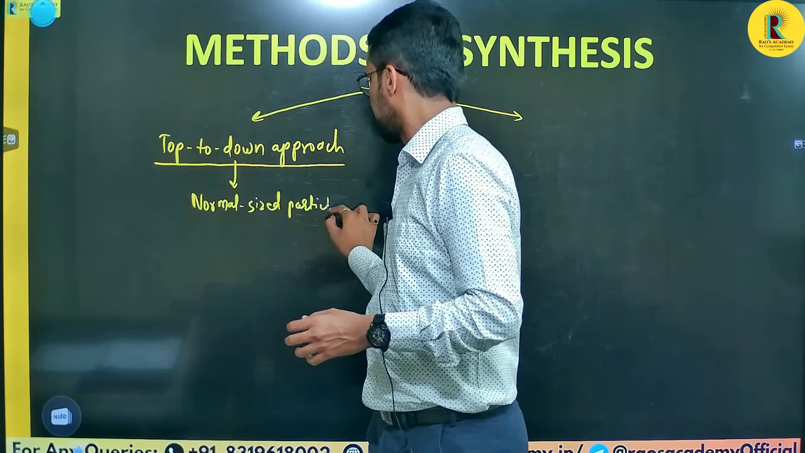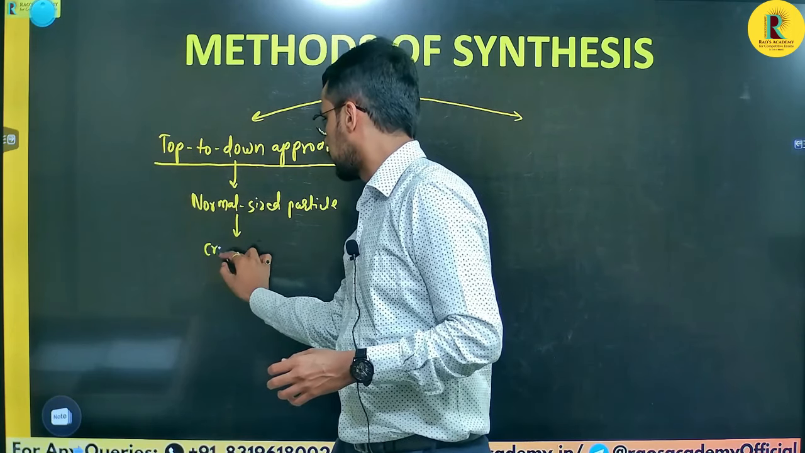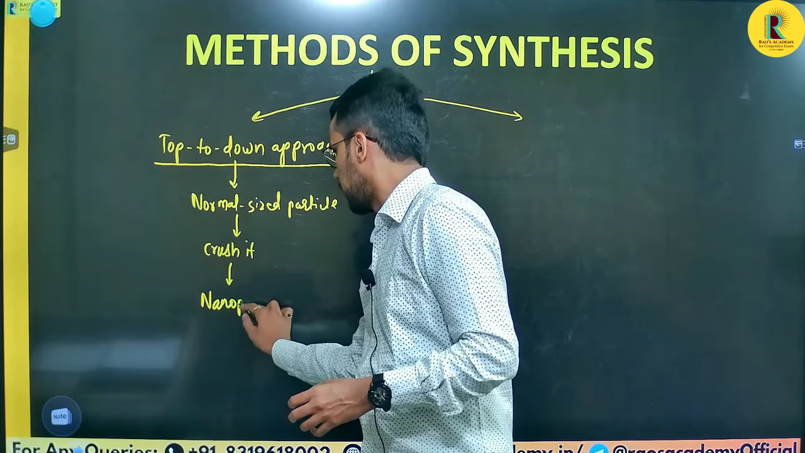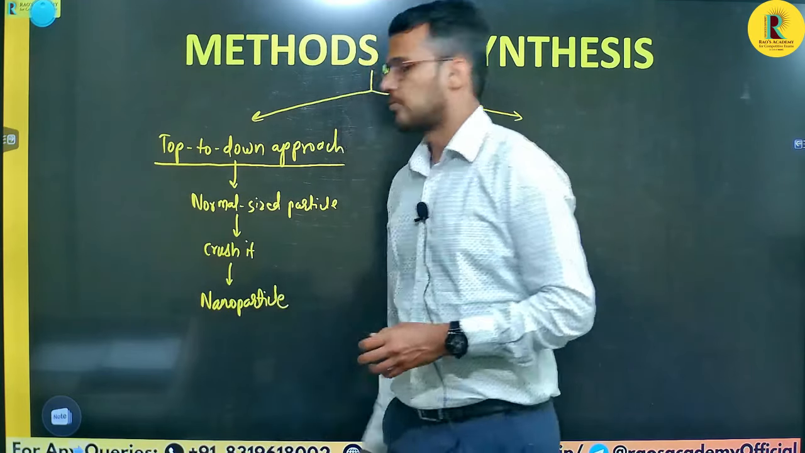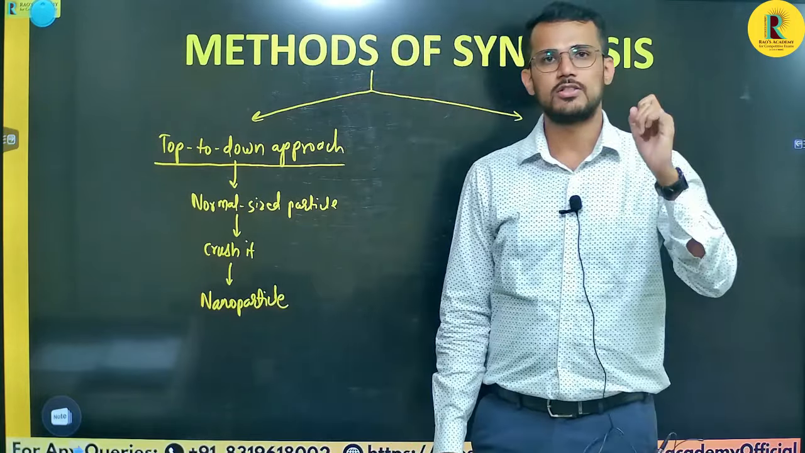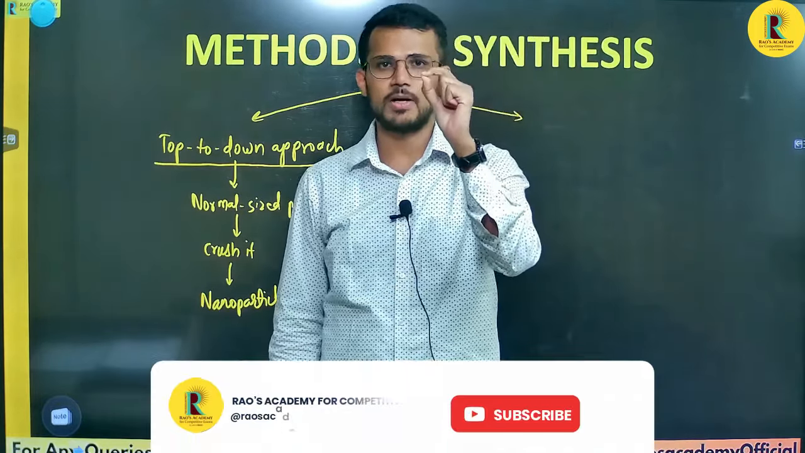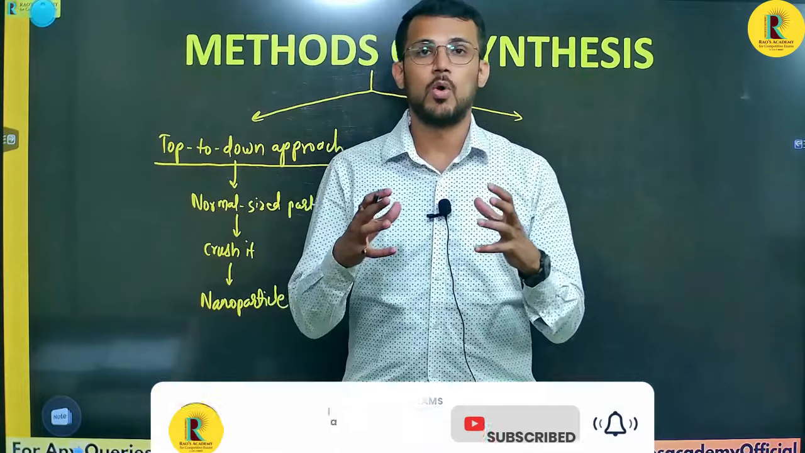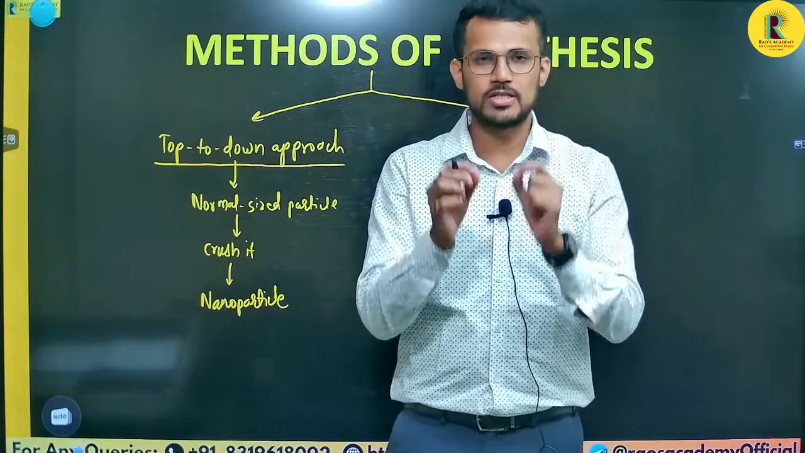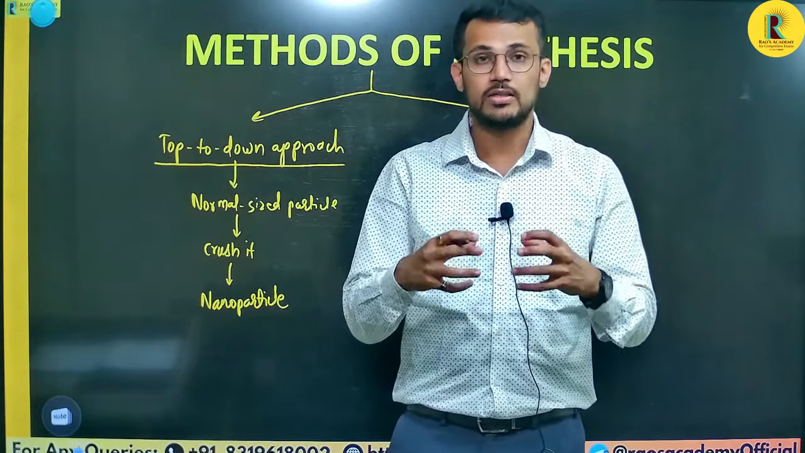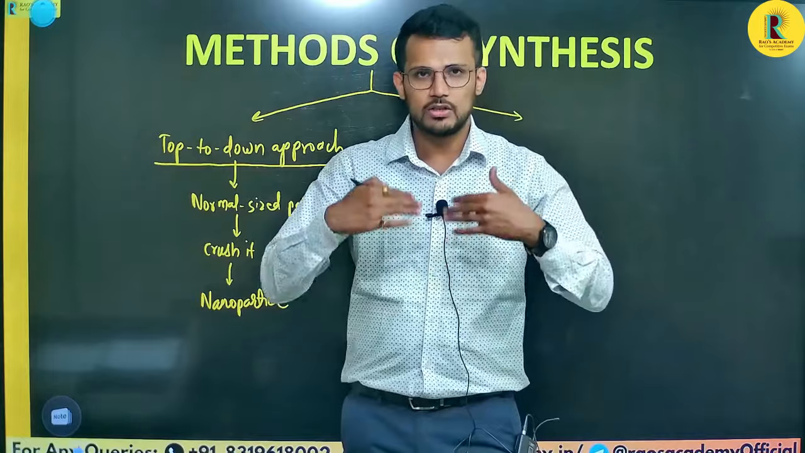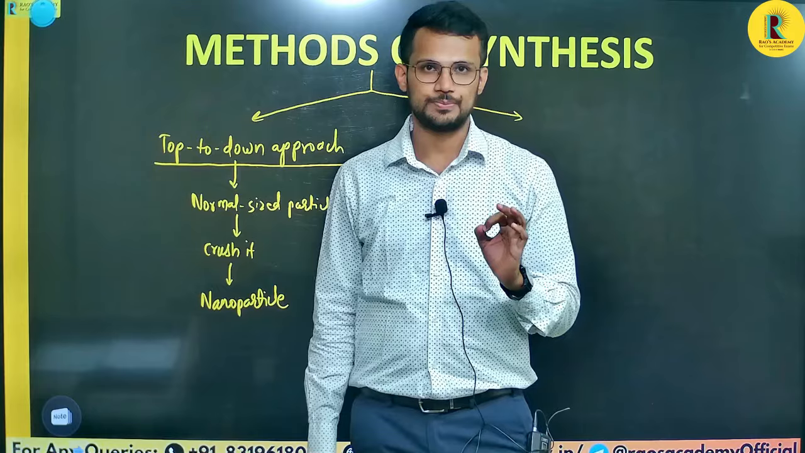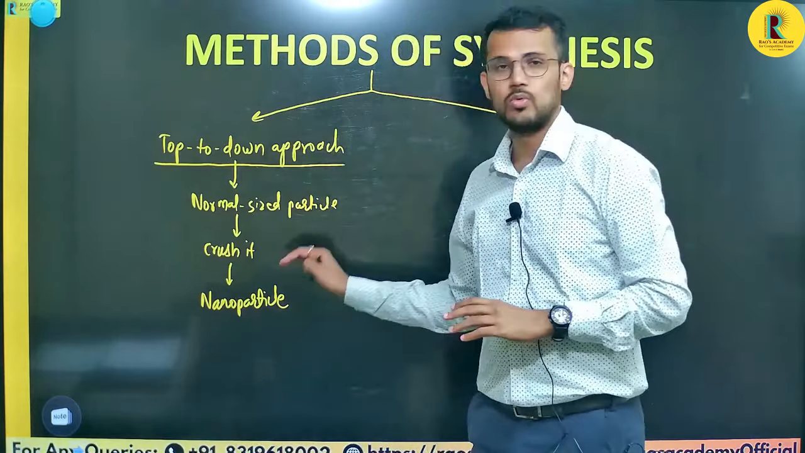Normal sized particle you take and you crush it until you reach up to nanoparticle. Fine. Suppose you want nanoparticles of gold. So you will start with normal particle of gold and you will crush it with the help of crushers like ball crushers. Right? You will crush that normal sized gold with the ball crushers, so that the crusher is able to reduce that particle into nanoparticles of gold. That is what is top to down approach.